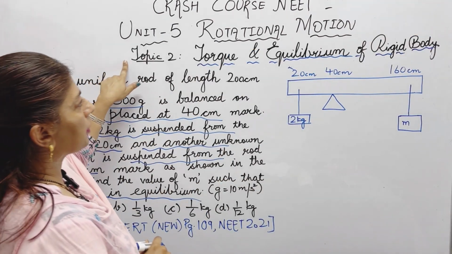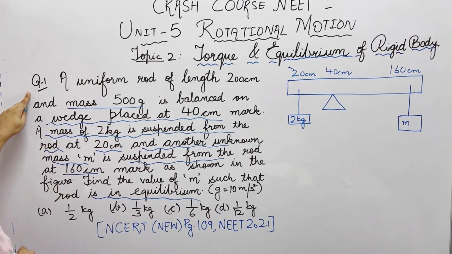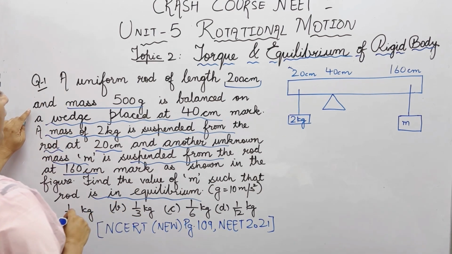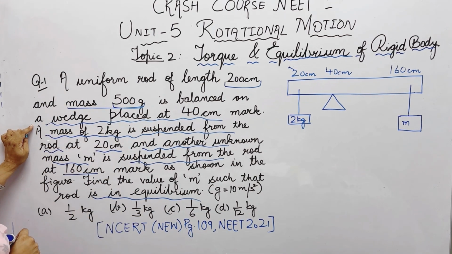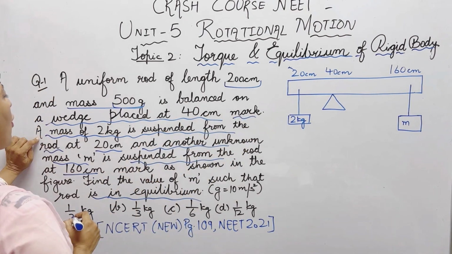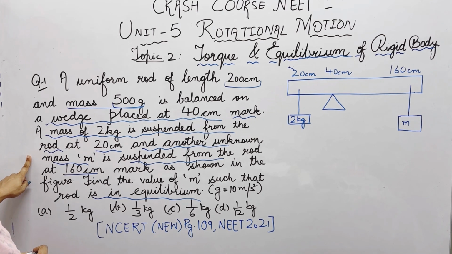Now we are taking topic number 2, torque and equilibrium of rigid body. In that, the first question is, a uniform rod of length 200 centimeter and mass 500 gram is balanced on a wedge placed at 40 centimeter mark. A mass of 2 kg is suspended from the rod at 20 centimeter and another unknown mass m is suspended from the rod at 160 centimeter mark as shown in the figure.